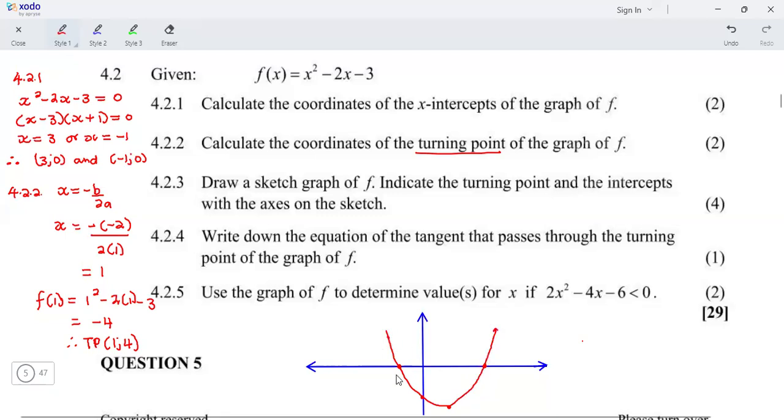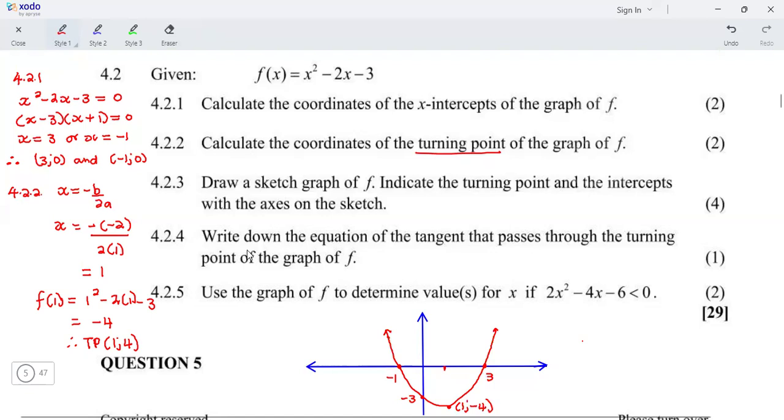Okay, now we need to label these points here. So the x value here is -1. Over here it's 3. And then here we're having -3 as the y-intercept. The y value here is 1. And let me label it here, (1; -4). Right, so that's our graph.